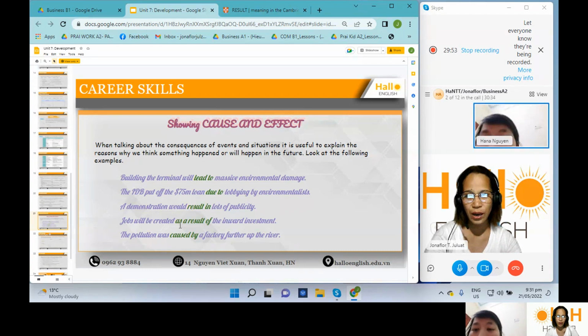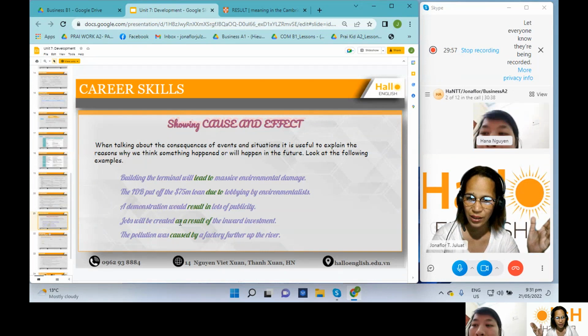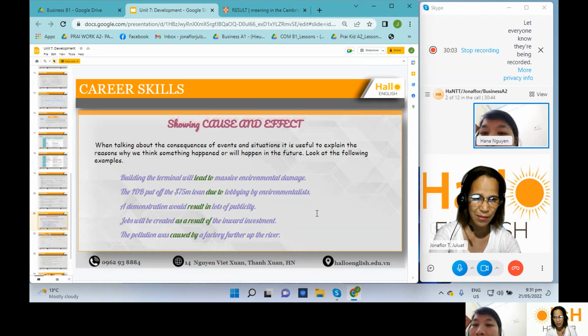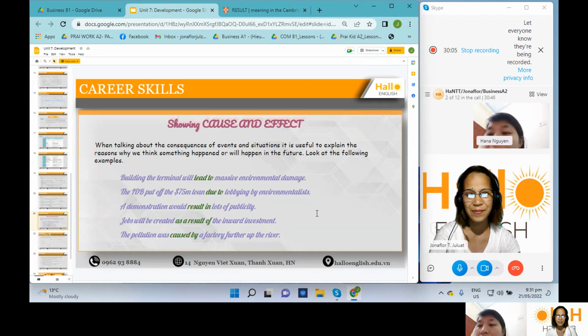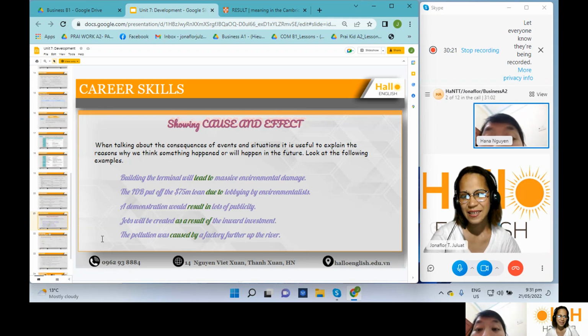You have to consider how you use the sentence. So you use as a result of, meaning this is the cause, the inward investment, right? And the effect is the jobs will be created.